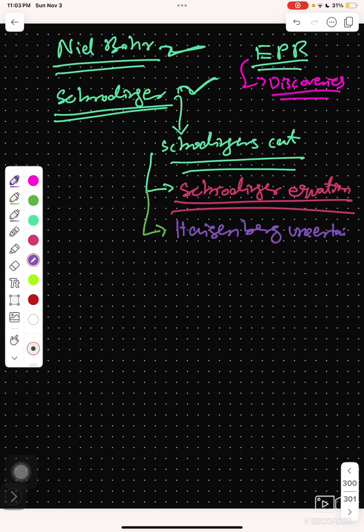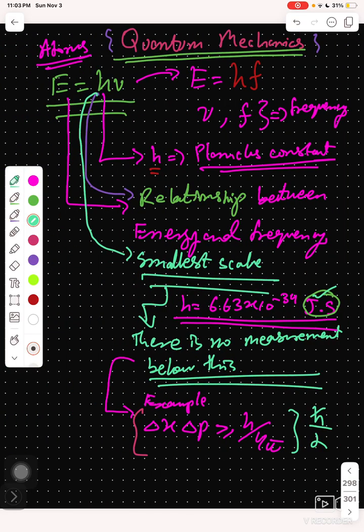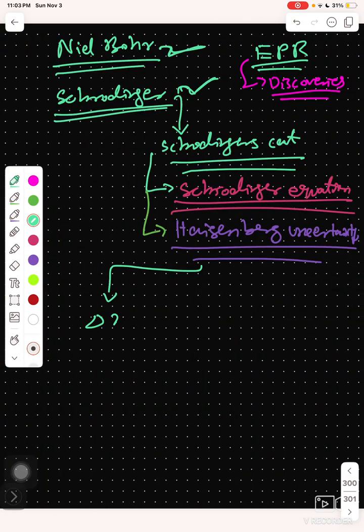Even this, without this, quantum mechanics is incomplete. What is Heisenberg's uncertainty principle? I think I wrote it here. Which was it? Where is it? Oh yeah, this one. This is Heisenberg's uncertainty principle. Let me just explain it in detail.